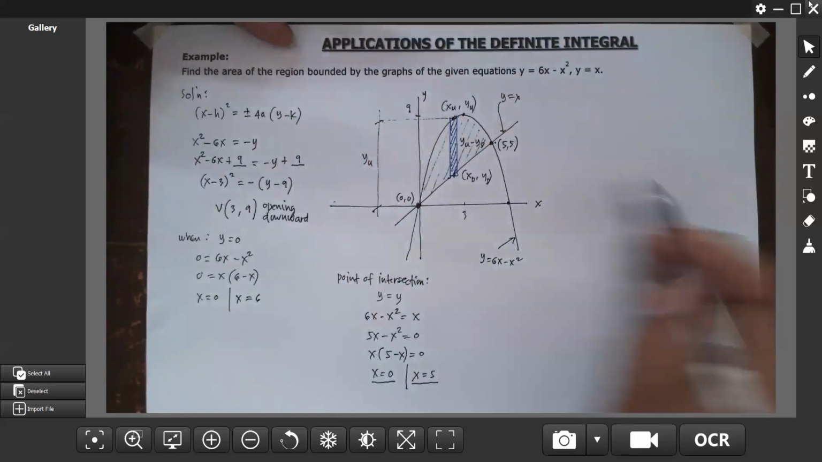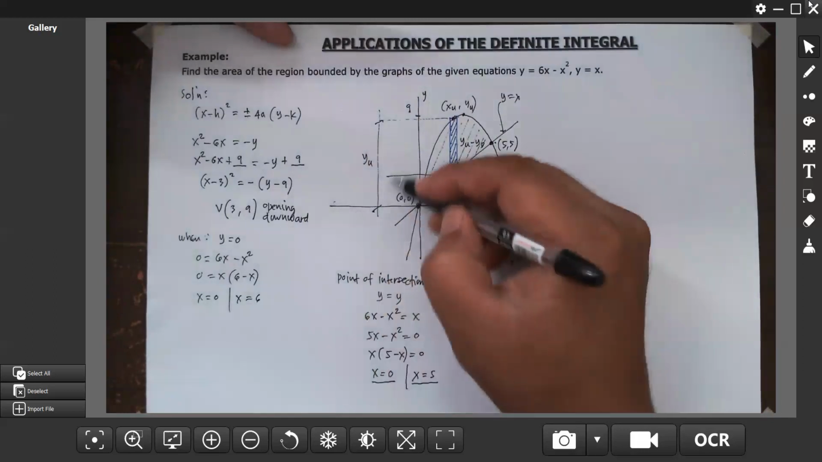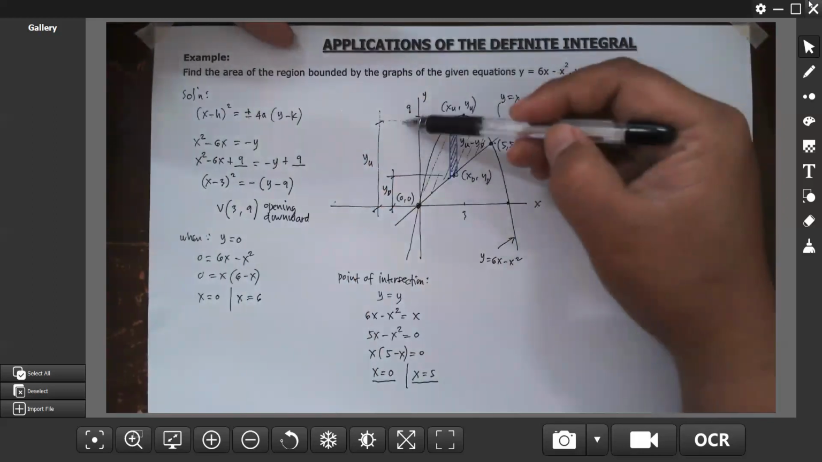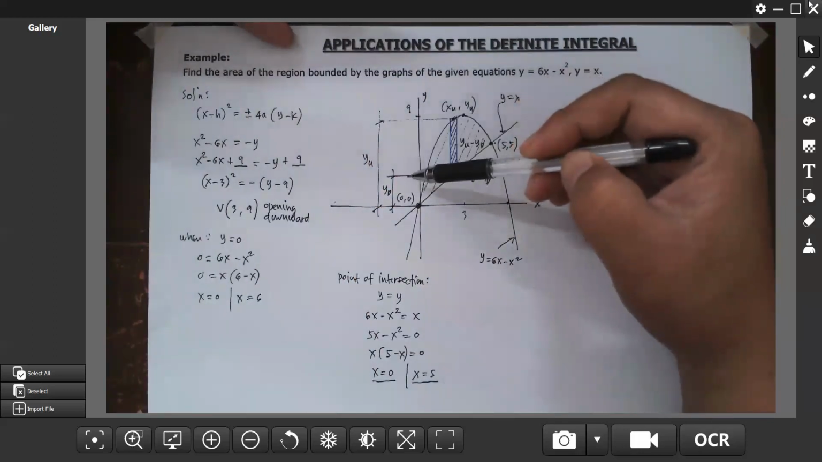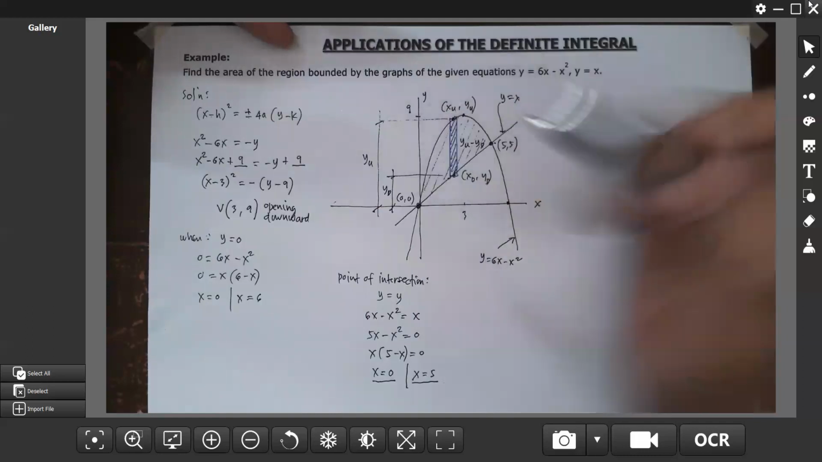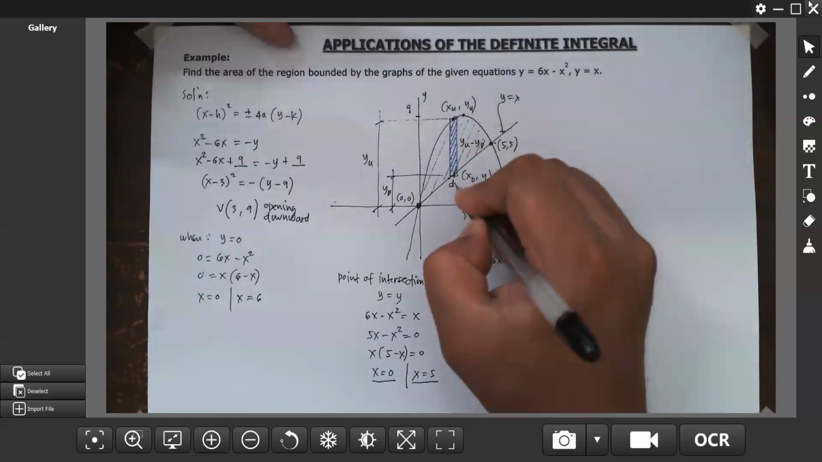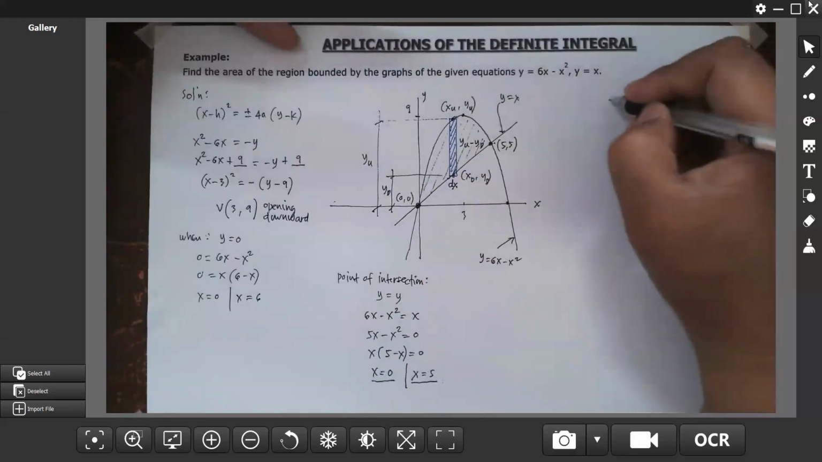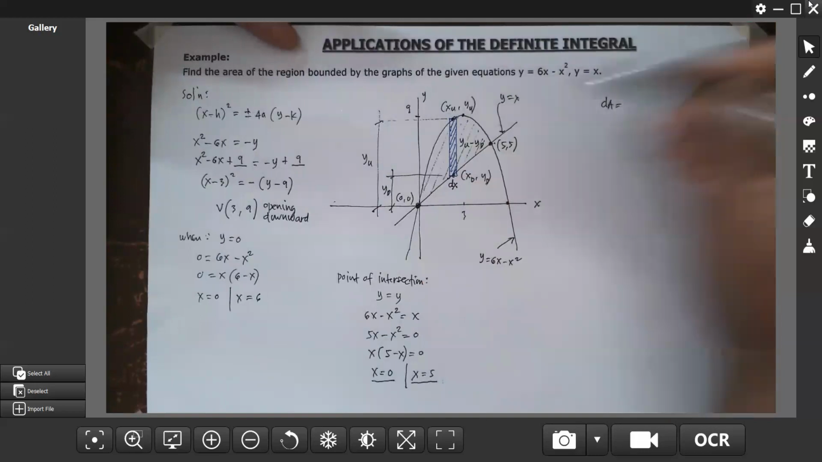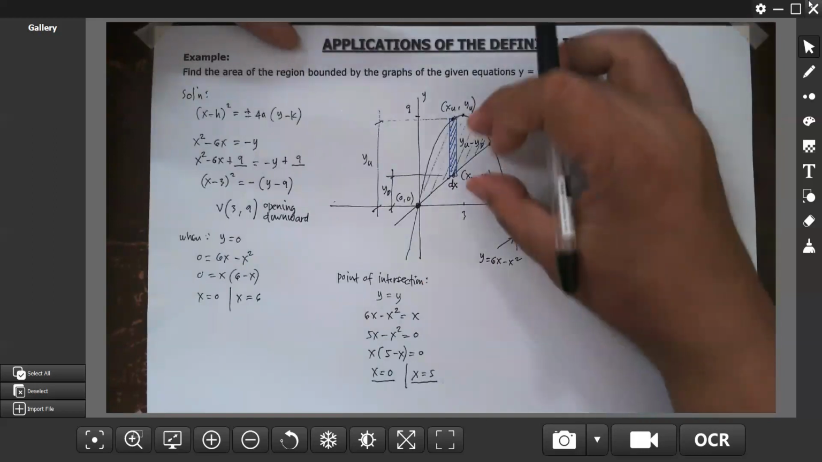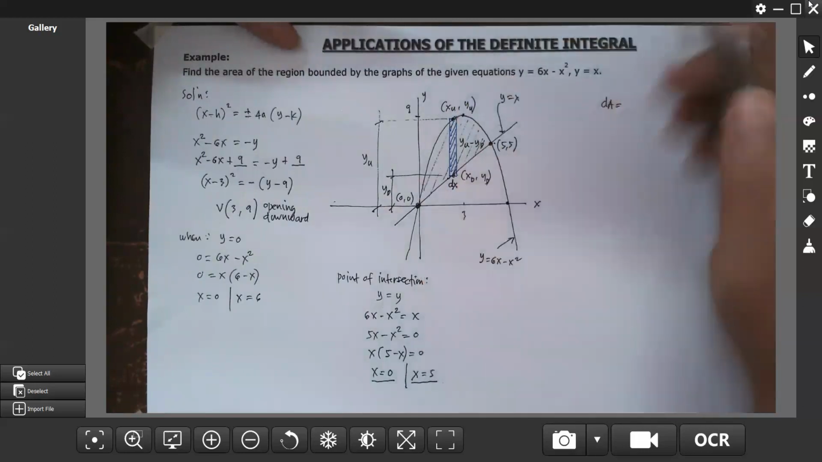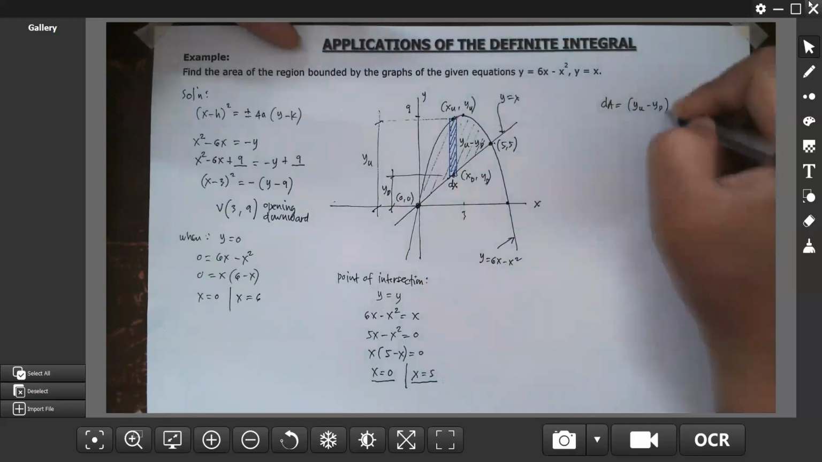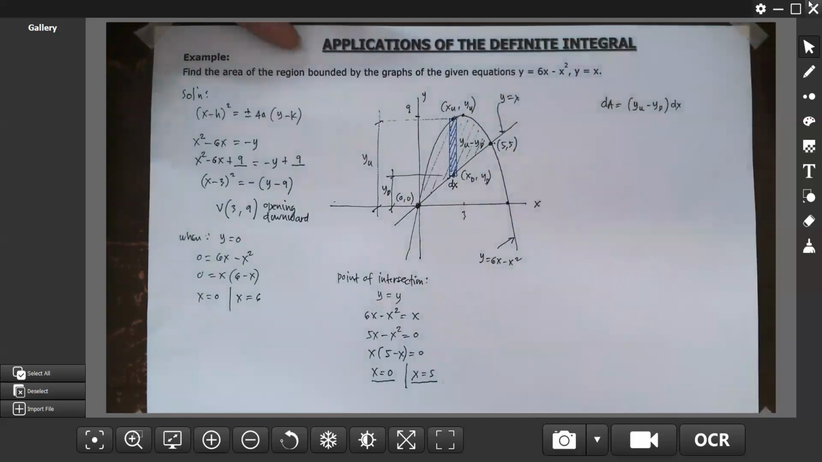That's y up. And then this one, that's y down. Therefore, the difference is y up minus y down. Okay? And ang thickness sa rectangle is dx. So therefore, our differential area of this rectangular strip is height times base. So that's y up minus y down dx.